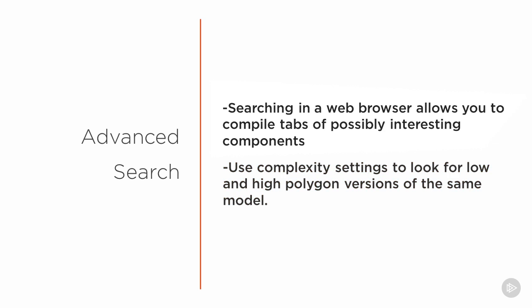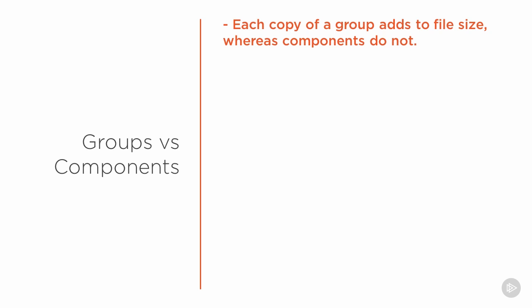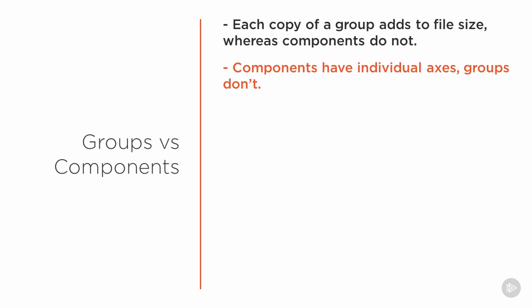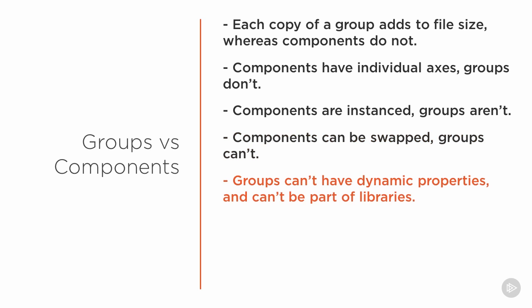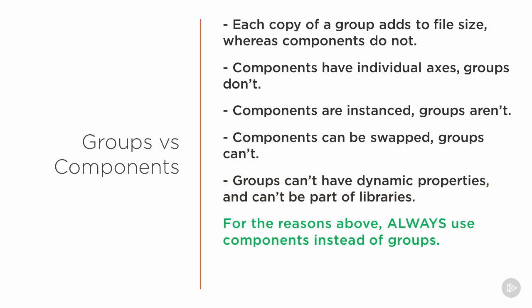So as far as groups versus components are concerned, there are several differences between groups and components. Each copy of a group adds to file size, whereas components do not. Components have individual axes, groups don't. Components are instanced, groups aren't. Components can be swapped, groups can't. Groups can't have dynamic properties and can't be part of libraries. So for all of these reasons above, always use components instead of groups.